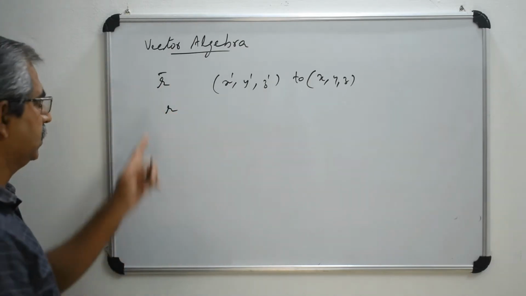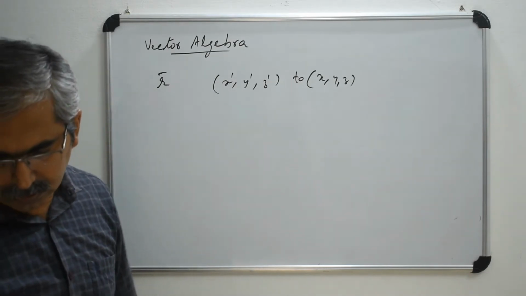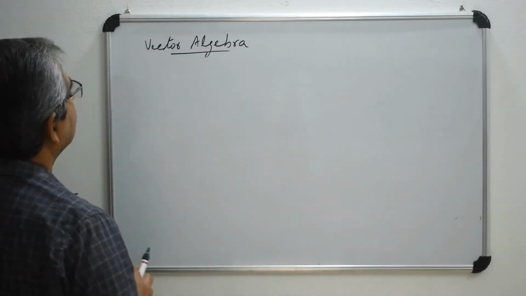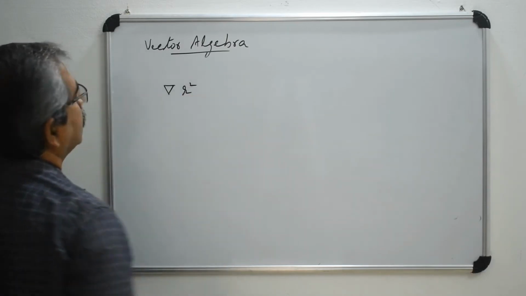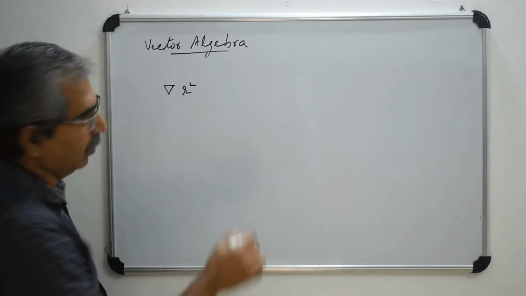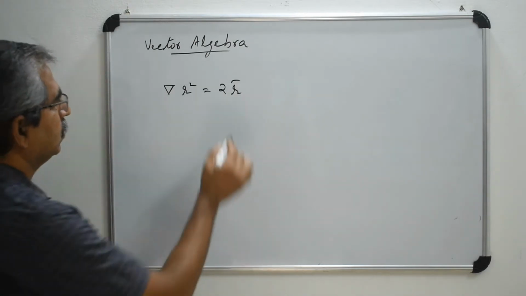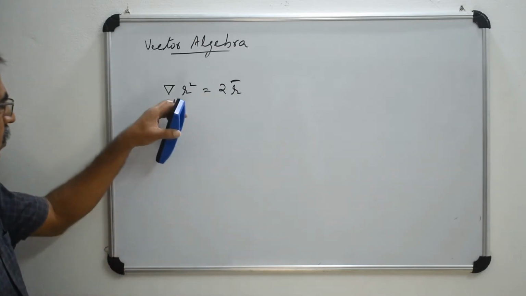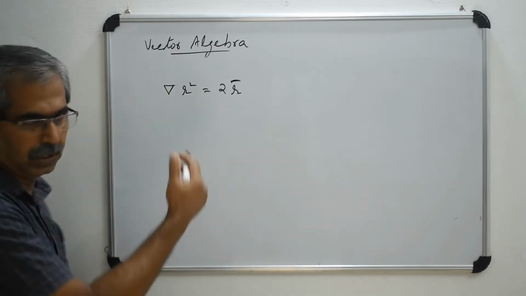So you have the separation vector and the magnitude, and the question is show that del of r square is equal to 2r bar. So this is a vector and this is the magnitude. So del of r square equals 2 into r bar. That is the first question. So you have two parts here.